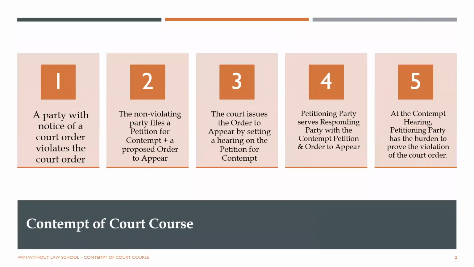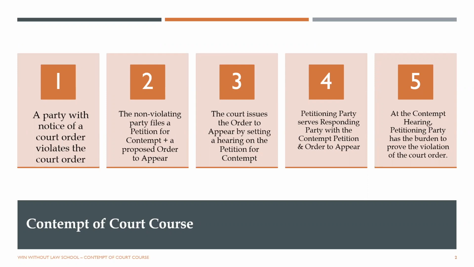So here is the procedure for contempt of court. Number one, a party with notice of a court order violates the court order. Number two, the non-violating party files a petition for contempt along with a proposed order to appear. It's a particular court form. Third, the court issues the order to appear by setting a hearing, a date and time and location for a hearing on the petition for contempt.